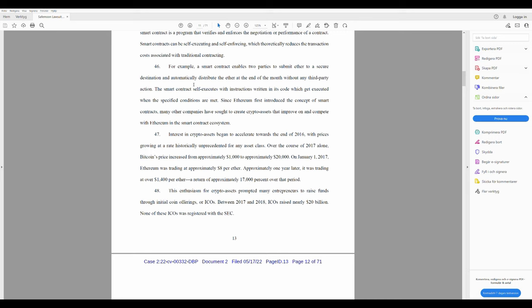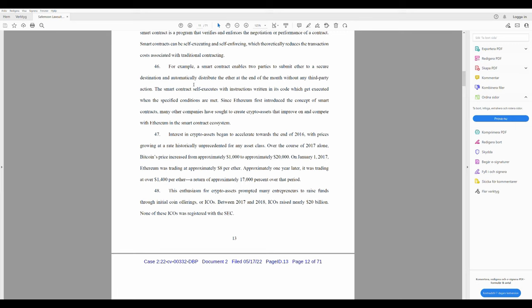Since Ethereum first introduced the concept of smart contracts, many other companies have sought to create crypto assets that improve on and compete with Ethereum in the smart contract ecosystem. Yeah, because it's really expensive with Ethereum. Or have a smart contract there. The gas fee is astronomical if you compare it to something like Binance.